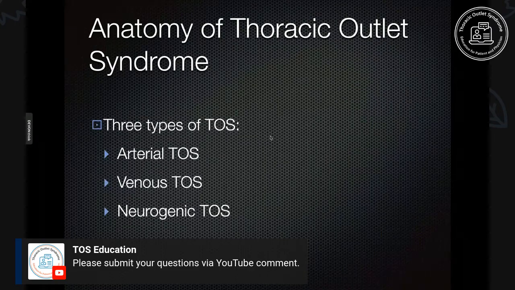But by far the most common type is neurogenic TOS, where the brachial plexus is compressed. And that's also the hardest one to clinically diagnose. That's why the MRI that I perform has so much value. It helps doctors understand what's going on inside.